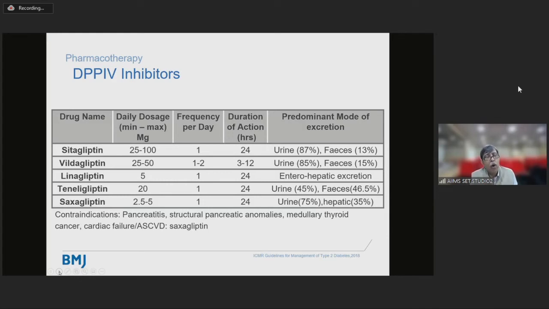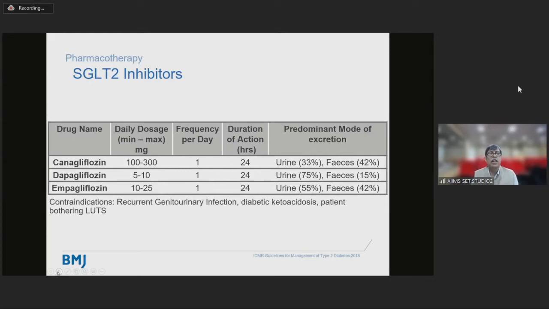Vilda, unless extended release, was approved only in 50 milligram twice daily doses. But now you have extended release Vilda, which can also be given as 100 milligrams once a day. Again, urinary excretion, and therefore dose modification is required, except in the case, as you can see, of linagliptin, which goes through enterohepatic excretion, though you don't need to modify for any degree of renal insufficiency. Therefore, it can be given even to those with CKD4, and teneligliptin can also be given without dose modification at lower levels of eGFR.